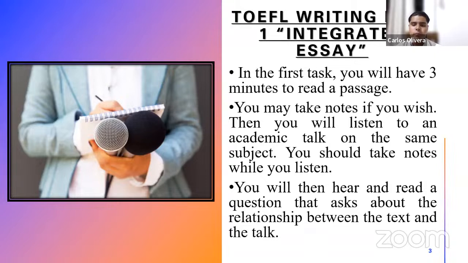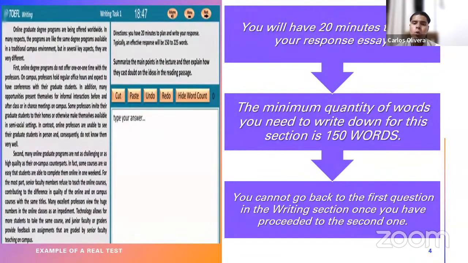I was telling you, look at this, very important. Now, I want to show you something very important. How much time do you have for writing this essay? Once you read and listen to both of these materials, you're going to have 20 minutes for writing this essay as a response to the question. What is the question? Summarize both materials. Summarize the reading passage, summarize the lecture. You have 20 minutes for writing this essay.